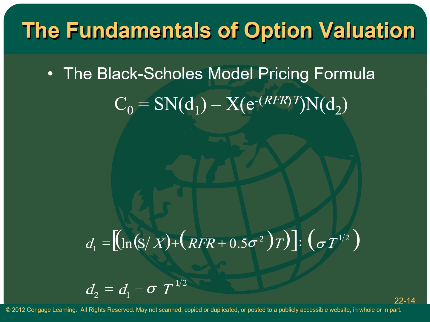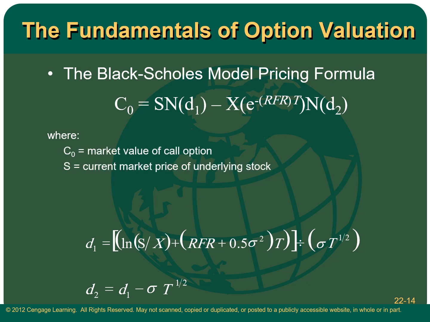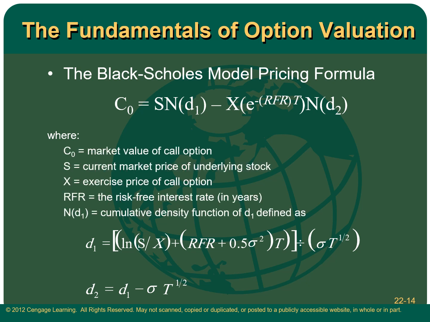How to find D1? Here is the equation. D1 is the natural logarithm of S divided by X, plus the risk-free rate plus 1/2 sigma squared, times T, all divided by sigma times the square root of T. D2 is D1 minus sigma times the square root of T. Here are the definitions of all these terms.